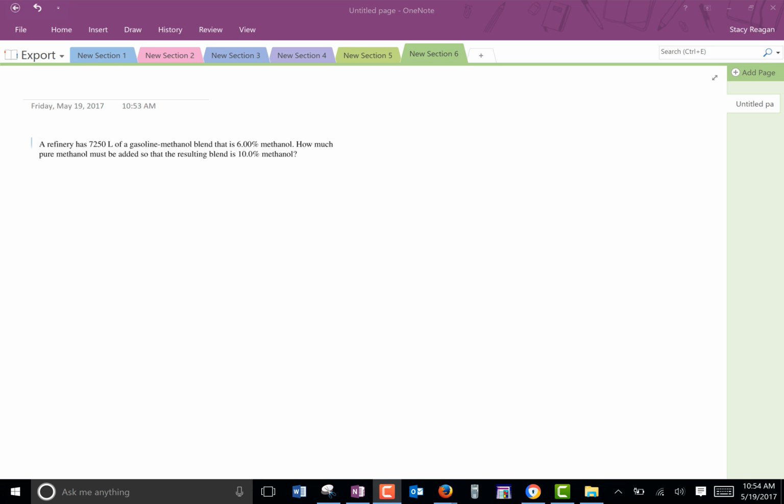It says a refinery has 7,250 liters of a gasoline methanol blend that is 6% methanol. How much pure methanol must be added so that the resulting blend is 10% methanol? Now, you need to make sure again that you understand what's happening here. Let's say you're taking a container and you're pouring pure methanol into something that is only 6% methanol, and you're trying to get it so that it ends up being, when you're finished doing all your pouring, 10% methanol. So that's what's happening here.